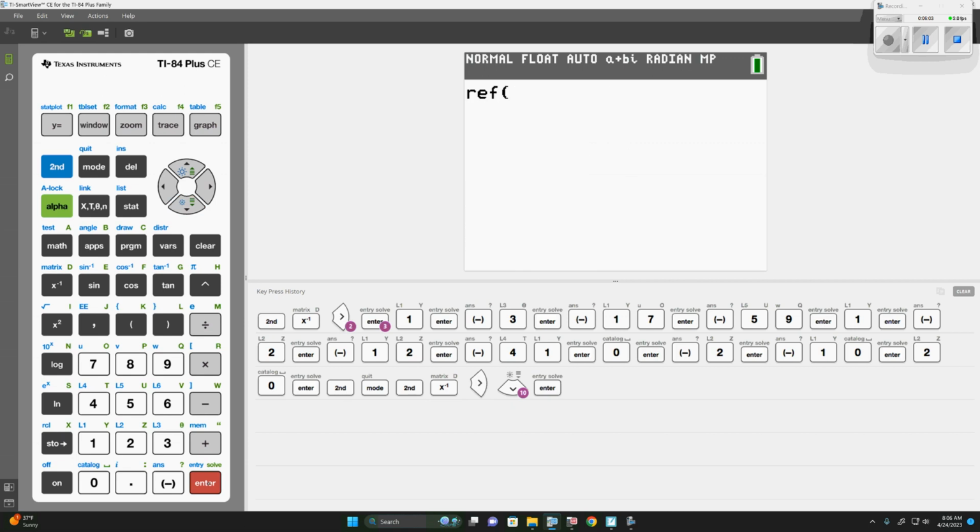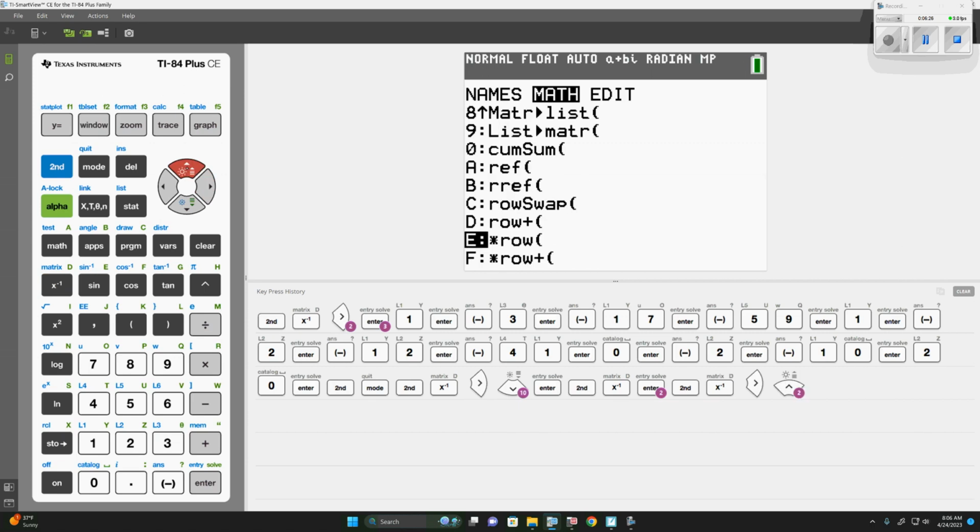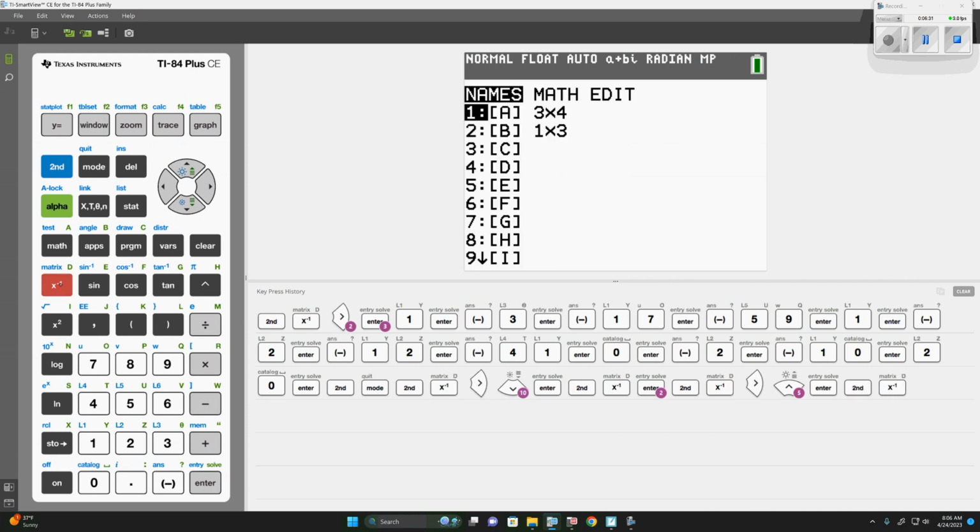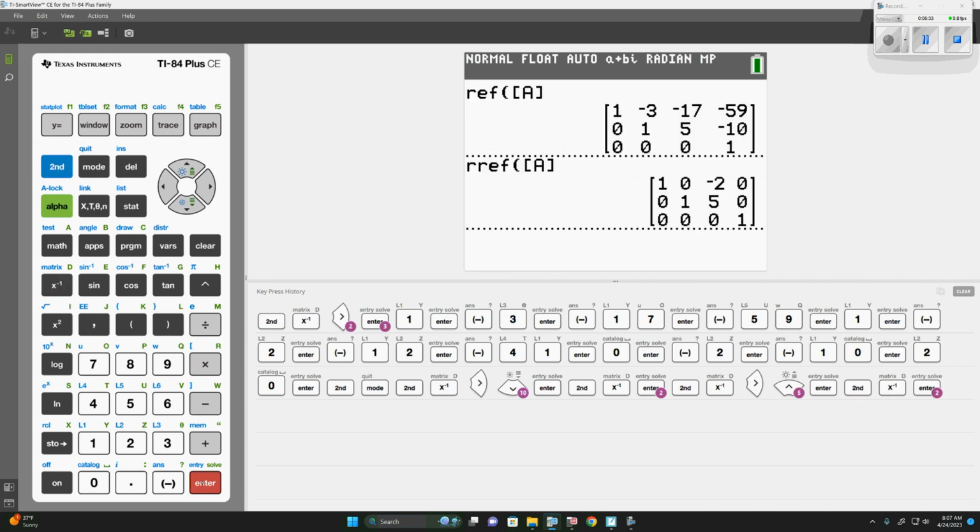Now we can do REF, second matrix A, enter. And if we see here, we get a little bit different statement, but the last row is still 0, 0, 0, 1. We get all zeros equal 1, so it is a no solution. It doesn't give us a domain error, it doesn't give us an error, it still finds it. Now we can go second matrix, and this time do RREF, second matrix A, enter. We still get the bottom row is all zeros and a 1.